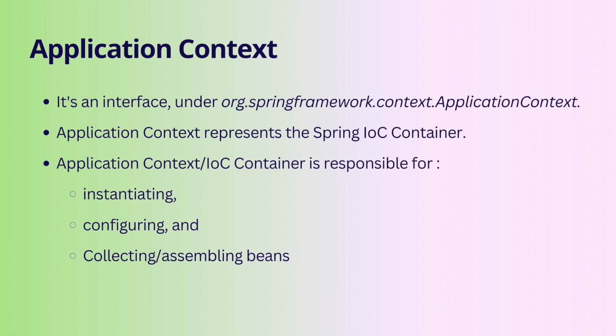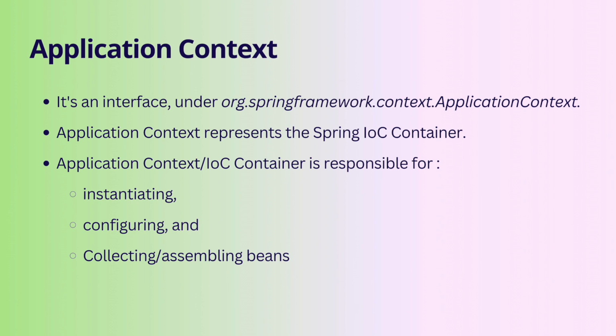So what is application context? As we have seen in my earlier video, application context is an advanced version of Bean Factory. Bean Factory and application context both are interfaces, whereas application context is an interface which is under the org.springframework.context.ApplicationContext package. Application context represents the Spring IOC container. So we have Spring IOC container, then we have Bean Factory, then we have application context.